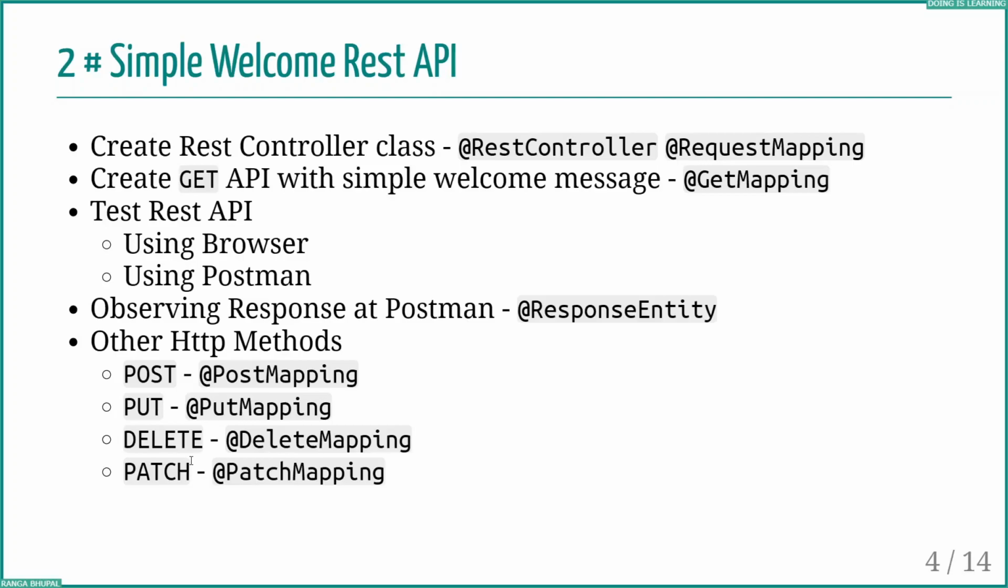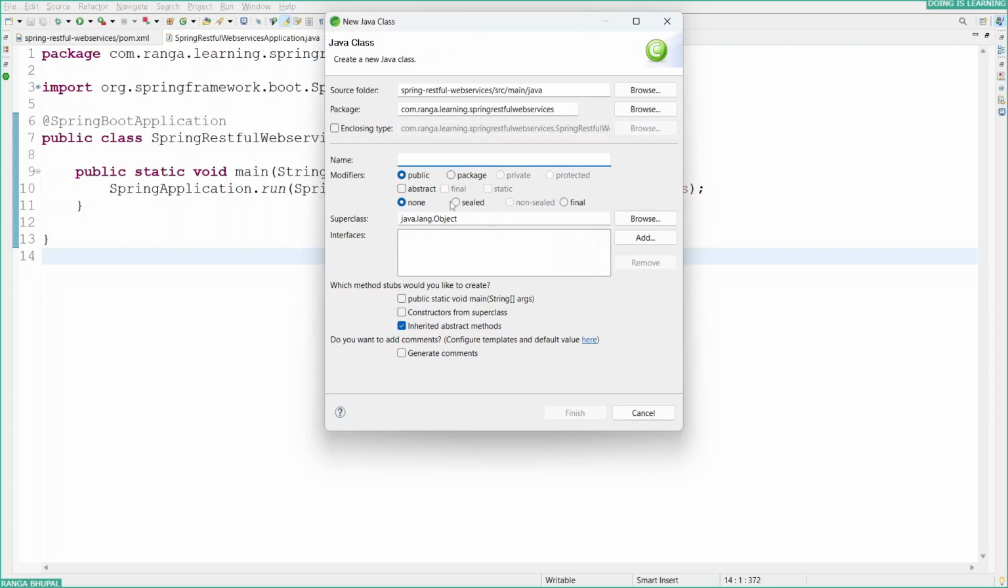We are going to create a simple RESTful web API, and then we will be testing it, and we will be observing different sets of methods that are available, such as POST, PUT, DELETE, and PATCH. So first, create a sample welcome controller file. So I'm creating it. I'm creating WelcomeController.